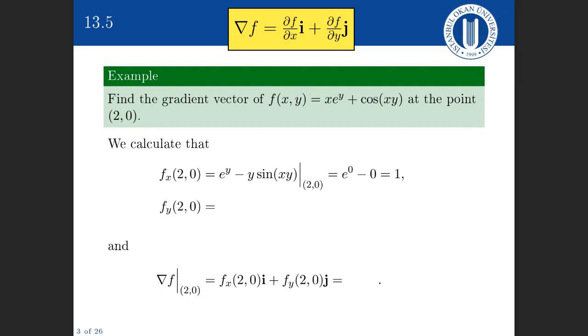Next, we'll do the partial derivative of f with respect to y at the point 2, 0. Derivative of e to the power y is just e to the power y. So the first term is x e to the power y. Again, the derivative of cos is minus sine, and this time by the chain rule, we get an extra factor of x. Then replace x by 2 and replace y by 0, and we get 2.